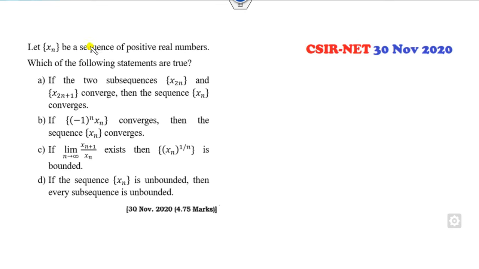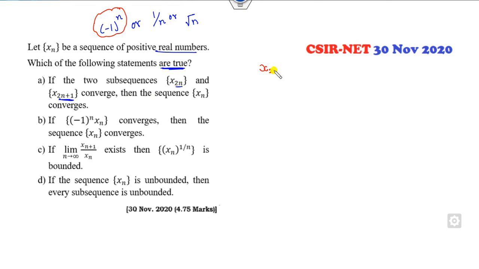Look at this another one. Xn is a sequence of positive real numbers. Which of the following statements are true? If the two subsequences are convergent, then always, as I told you, you consider the two examples. Think about which one fits this problem. Subsequence, now it's even and odd. Whenever there is a question of even and odd, always think about this.